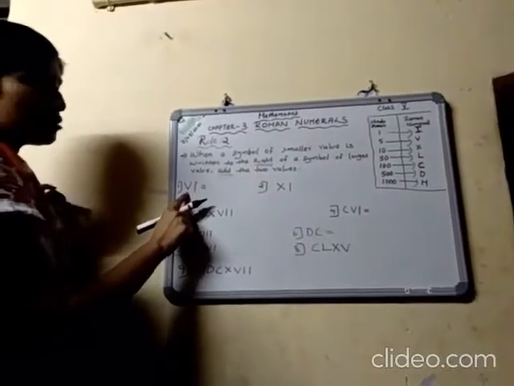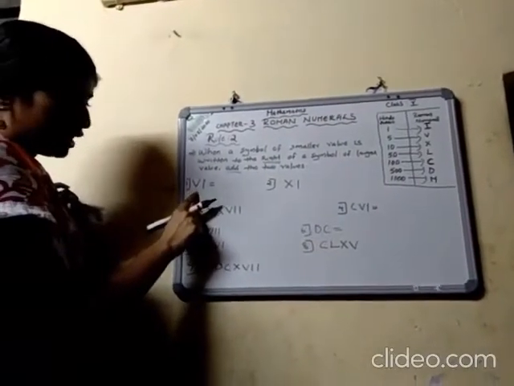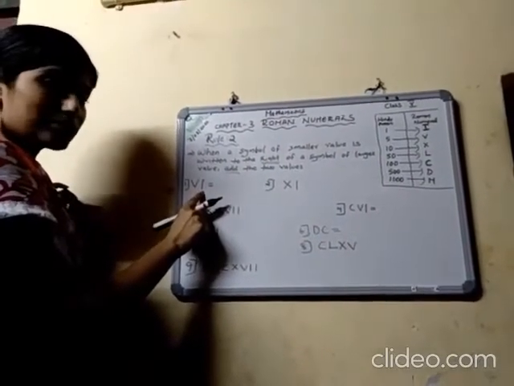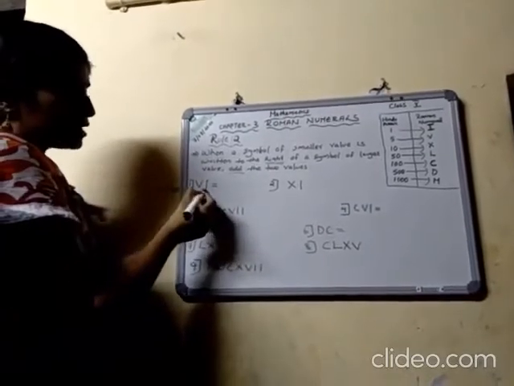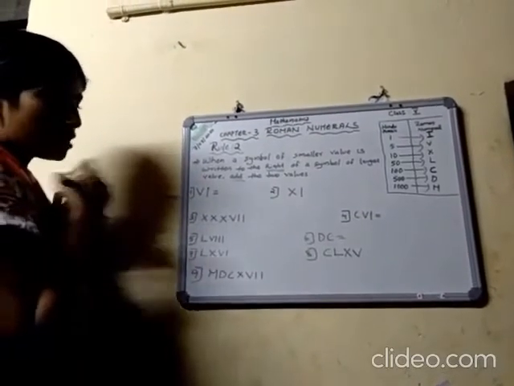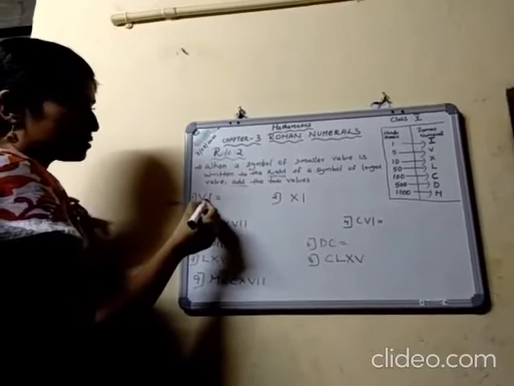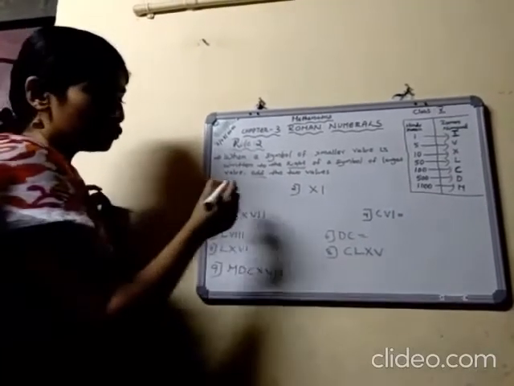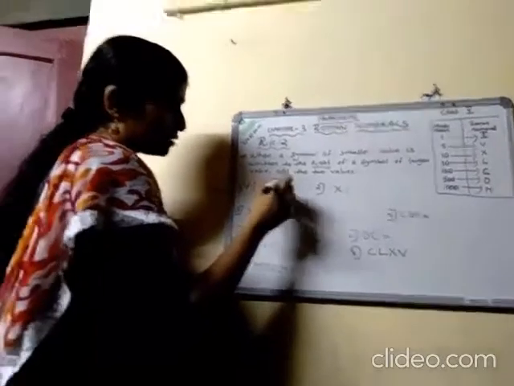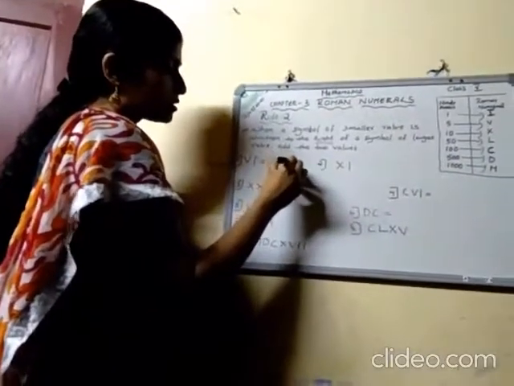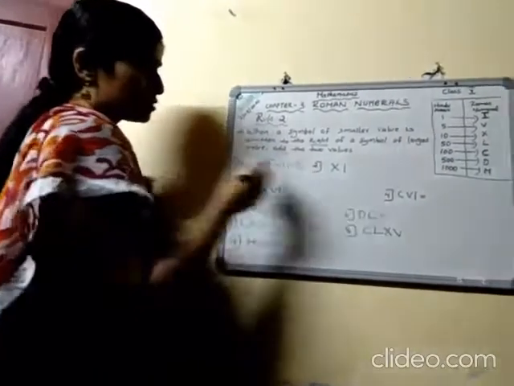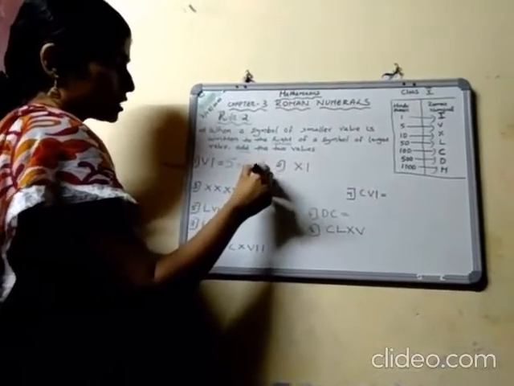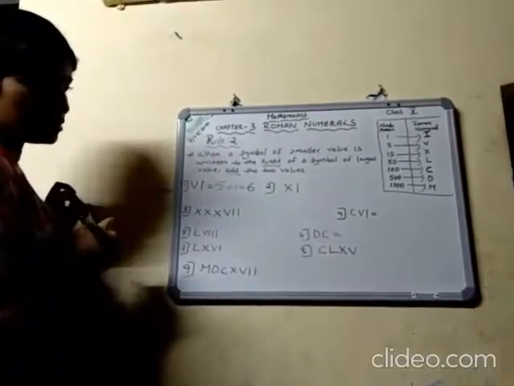This letter represents 5 and this letter represents 1. And 1 is smaller than 5, isn't it? And this smaller value is written to the right of the larger value. So what do we have to do? We have to add 5 plus 1 equal to 6. So this is the Roman letter representation of 6.